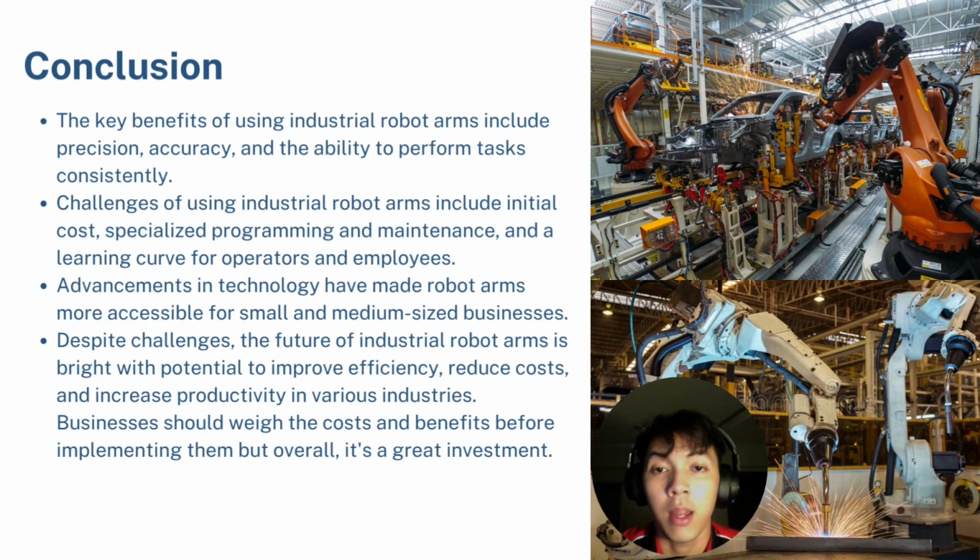As a conclusion, the key benefits of using industrial robotic arms include precision, accuracy, and the ability to perform tasks consistently. Challenges of using industrial robot arms include initial cost, specialized programming and maintenance, and a learning curve for operators and employees. Advancements in technology have made robot arms more accessible for small and medium-sized businesses. Despite the challenges, the future of industrial robotic arms is bright with potential to improve efficiency, reduce costs, and increase productivity in various industries. Businesses should weigh the cost and the benefit before implementing them, but overall, it's a great investment.